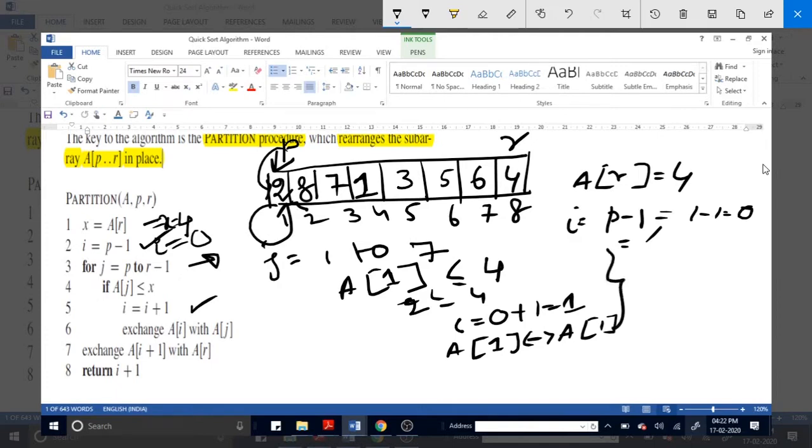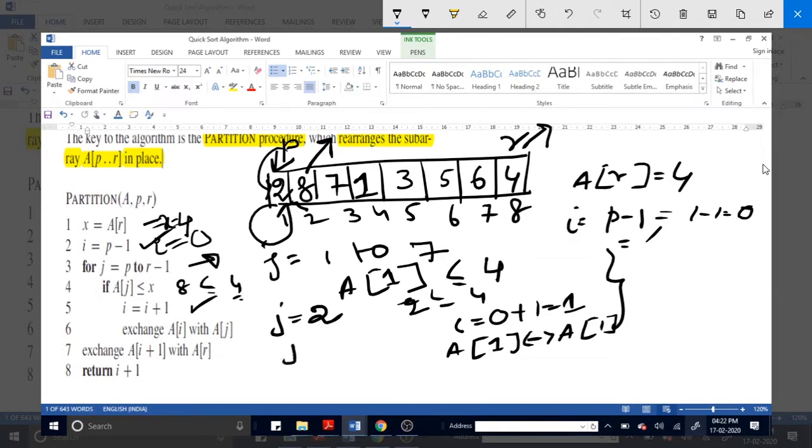So second iteration, what is happening? Just checking. So j equal to 2. What is happening? A[2] is compared with x. A[2] is nothing but 8. 8 will be compared with 4, which is false. 8 is not less than or equal to 4. So in that case, what will happen? Nothing will happen.